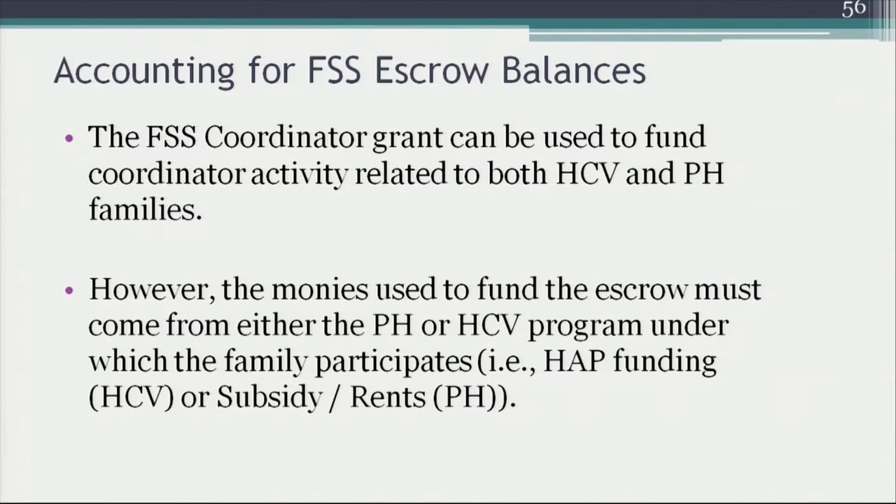We're going to switch a little bit here and enter more into the accounting side of the FSS escrow. A few years ago, the FSS Coordinator Grant was merged into one program, and the funding can be used to assist families of both the public housing and HCV programs. This did not change how the accounting and the reporting for the escrow works, though, in any way. The escrow balances still must be paid from either the public housing or HCV program under which the family participates. Meaning, if I'm being assisted by an HCV program, then my funding for escrow comes from HAP. Similarly, if I'm a public housing resident, the money that builds my escrow comes from subsidy and rents.